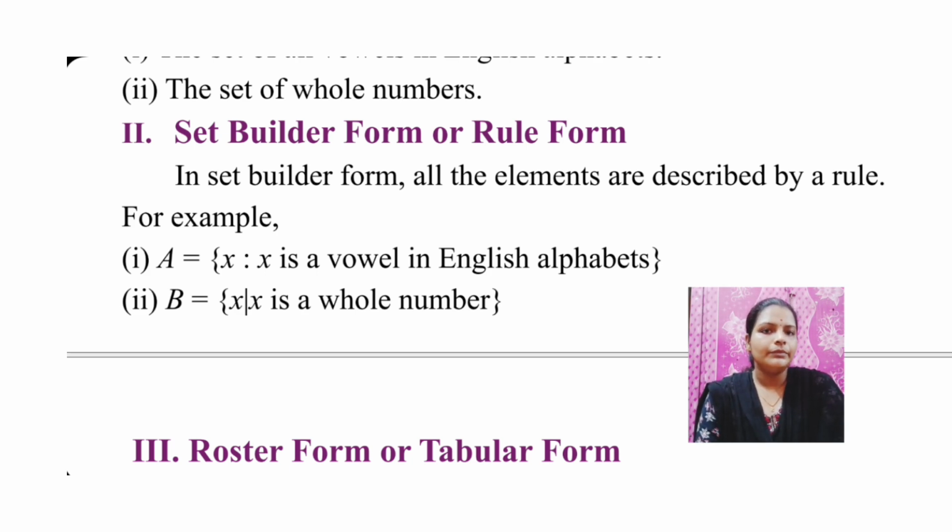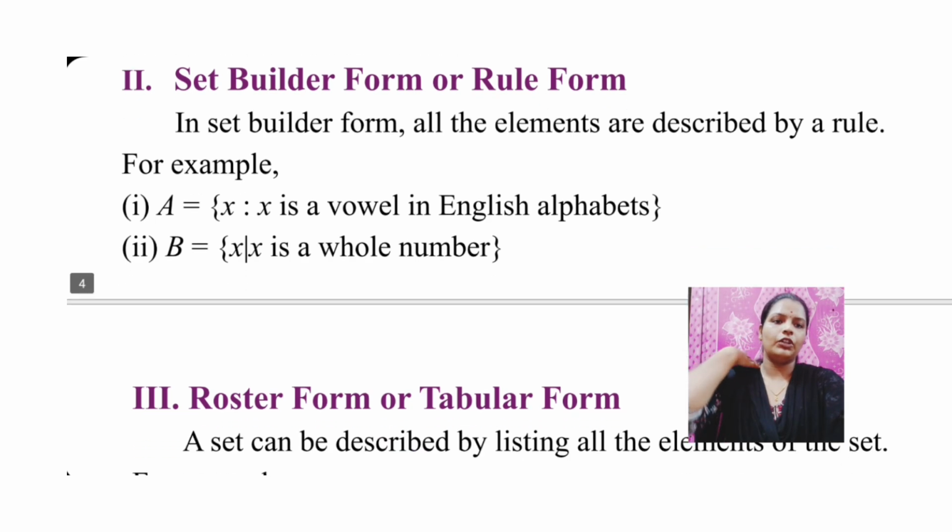For example, if A is a set, we write A equal to {x such that x is a vowel in English alphabets}. Next example is B equal to {x such that x is a whole number}. We have to read the slash or double dot as "such that", it means such that.